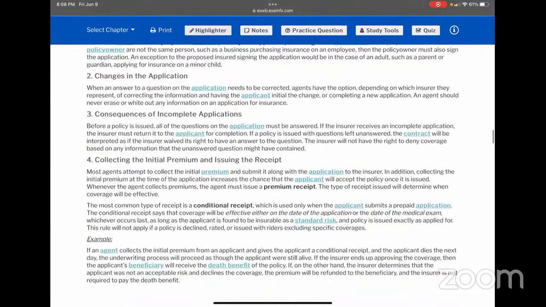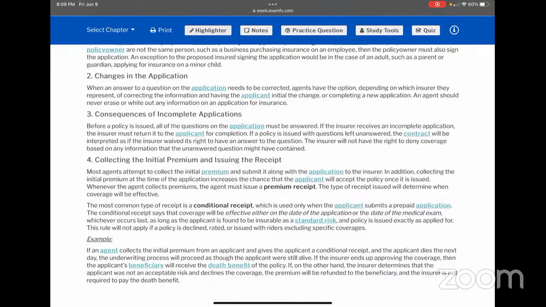Changes in the application. When an answer to a question on the application needs to be corrected, agents have the option, depending on which insurer they represent, of correcting the information and having the applicant initial the change or completing a new application. An agent should never erase or white out any information on an application for insurance. Well, we don't have to worry about that piece, right? Because it's all online.